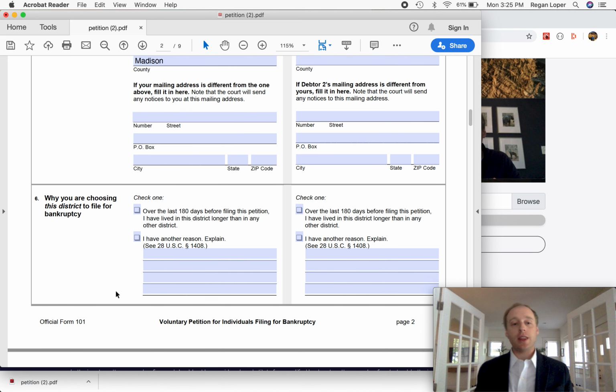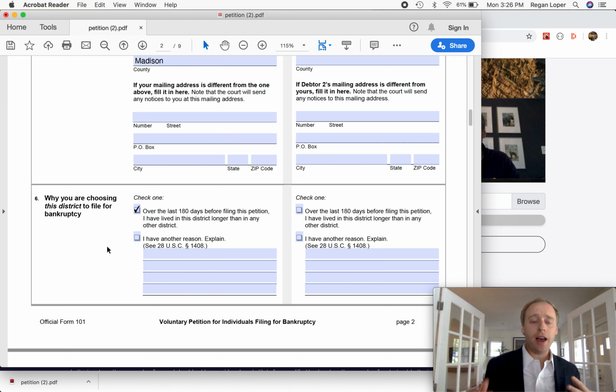Why are you choosing this district to file bankruptcy? And it asks you to check 1. The typical option that I most often have seen is the first one, and that's over the last 180 days before filing this petition, I have lived in this district longer than any other district. Basically what that's saying is, where have you lived during the past 6 months before you're filing? In her case, she lived in Huntsville the entire time, and so she selected this option.